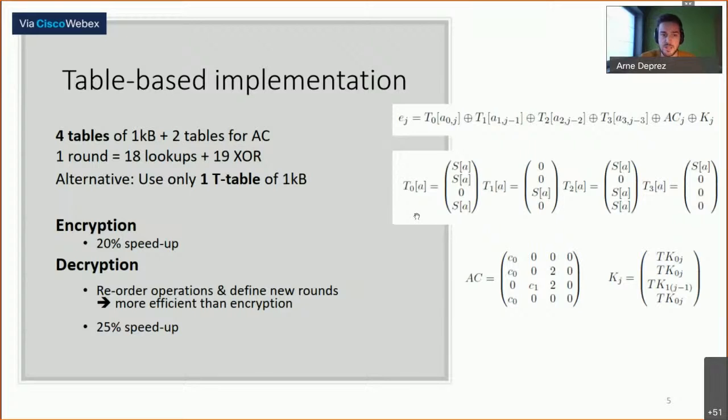In order to do the same for decryption, we had to reorder some operations and define a new inverse round and then a separate first and final round. And this new inverse round can even be more efficiently translated into table lookups. And for decryption, this way we achieve a 25% speed up.